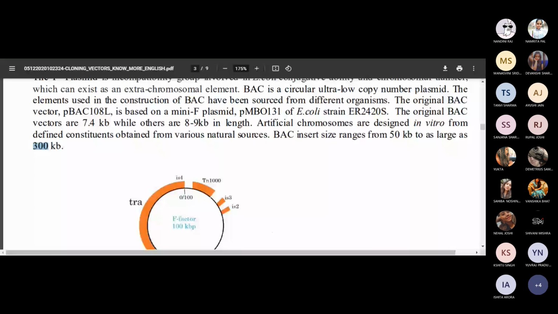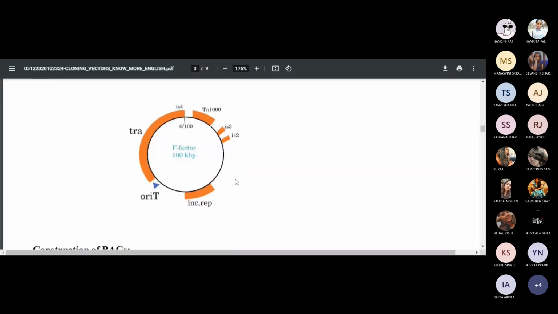So this is the map of your bacterial artificial chromosome. It is going to have different regions, the origin of replication, and all other things. So how is it constructed? Following are the important constituents of most of your BACs. Manaswini, please read it.